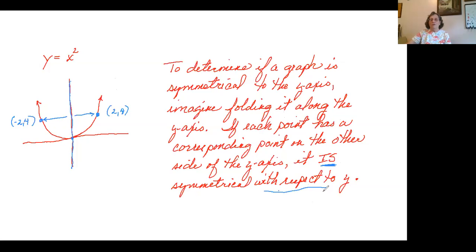Now, we use this phrase "with respect to" so much in math that it's not unusual to see it abbreviated. Since every point on each side of the y-axis has to have the same y value, so +1 and -1 have the same y, +2 and -2 have the same y.